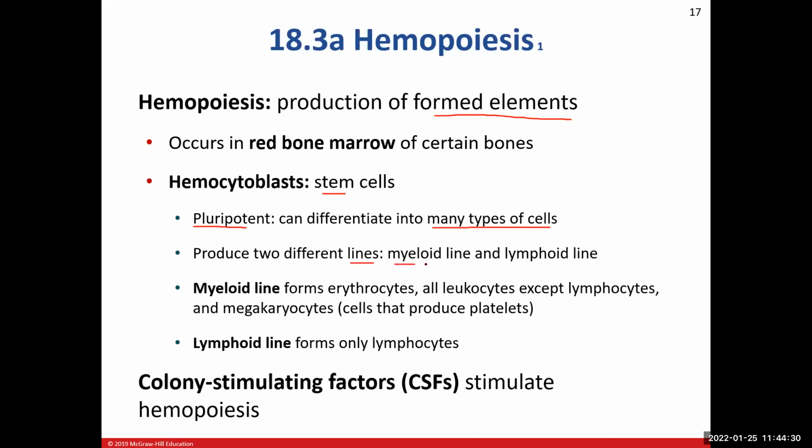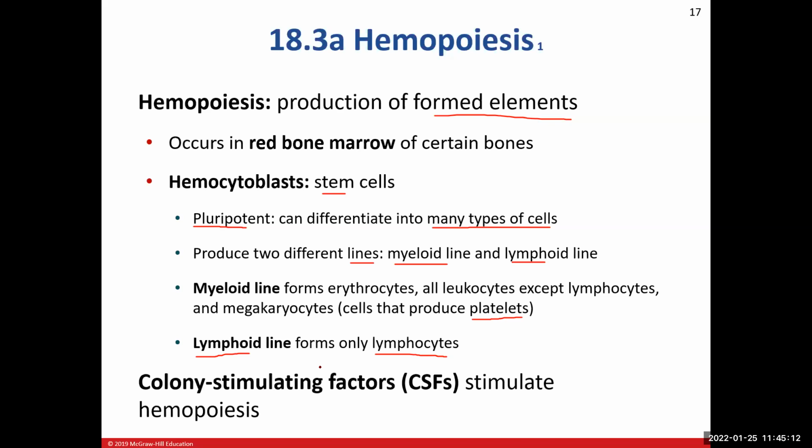We have our myeloid line and then our lymphoid line. The myeloid line is pretty much going to form the red blood cells and all of our white blood cells except the lymphocytes, also known as T cells and B cells. And they'll also make the megakaryocytes, which are going to be the platelets. The lymphoid line is only going to make the lymphocytes. Easy way to remember it: just remember that the lymphoid line makes lymphocytes and the myeloid line makes all the other cells. Easy, done. You don't have to worry about trying to figure out which is which.